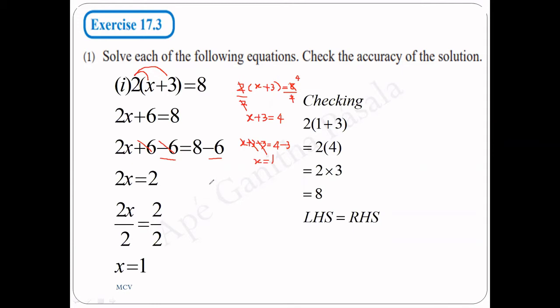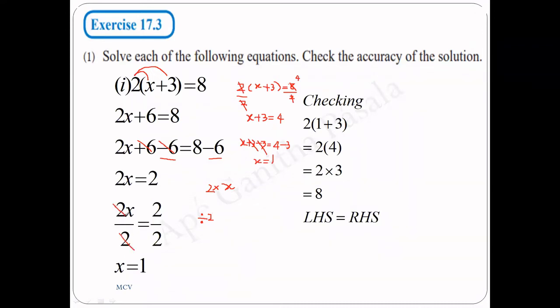2x means 2 multiplied by x. So what is the inverse operation of multiplication? Can you remember, at the beginning of the lesson I told you about inverse operations. So to remove this multiplication, you can divide by 2. Divide both sides by 2, the left and right.